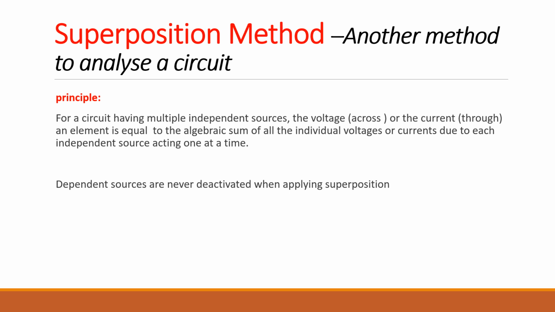This means when we have many sources, current sources or voltage sources, in a circuit, we can consider one source at a time and deactivate the other sources. We find the current or the voltage considering just one source, and then we add them to get the combined effect of all the voltage sources and the current sources. I will take an example and we'll do it.